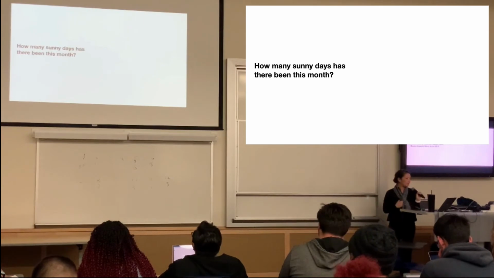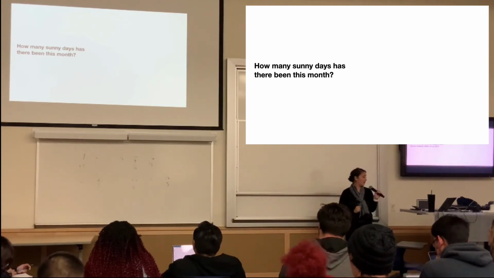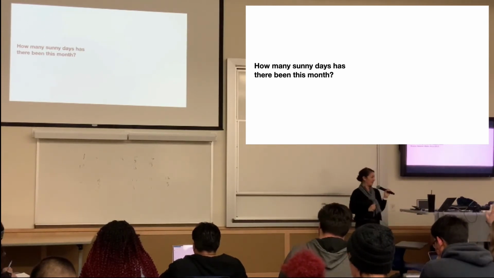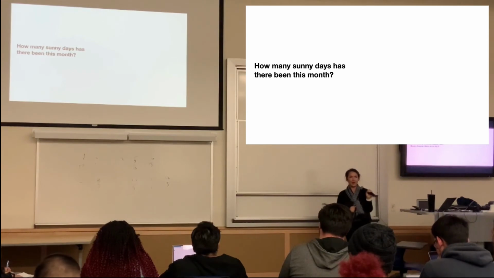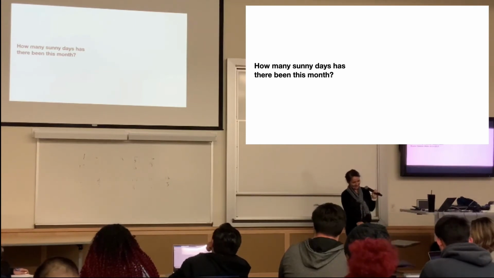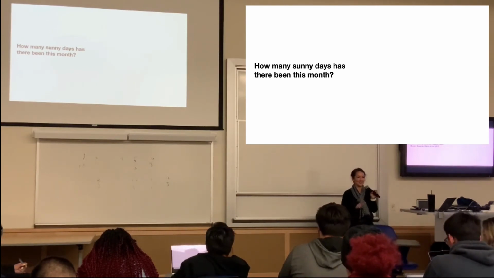Okay, so let's do a little mini experiment. I'd like everyone to have a writing utensil, either a computer or a piece of paper, whatever you need to write something down. I'm going to ask you a few questions. The first question is, how many sunny days has there been this month? Just write down the number on your page. I'm just as lost as you all are about what month we're in.